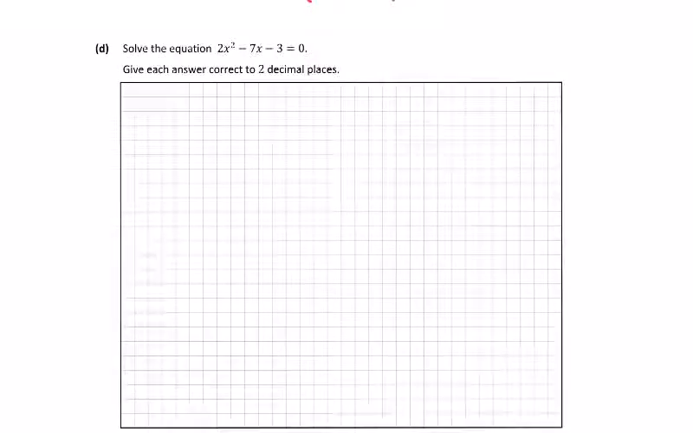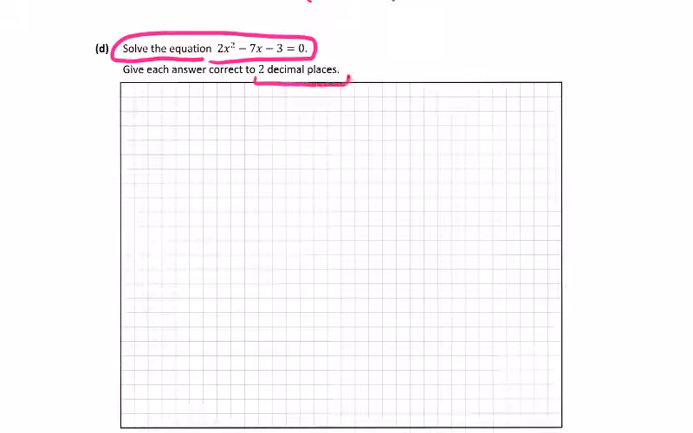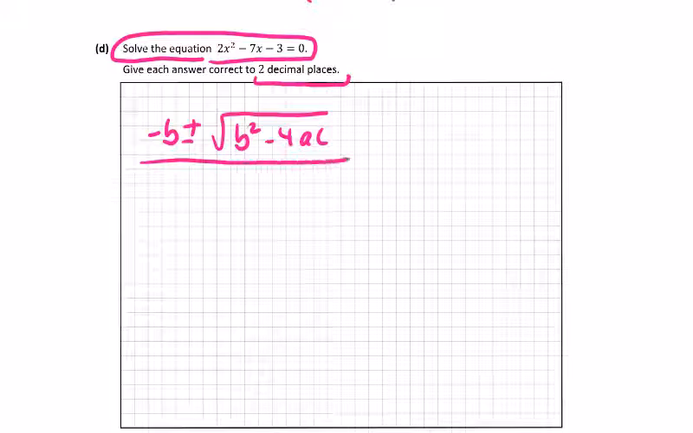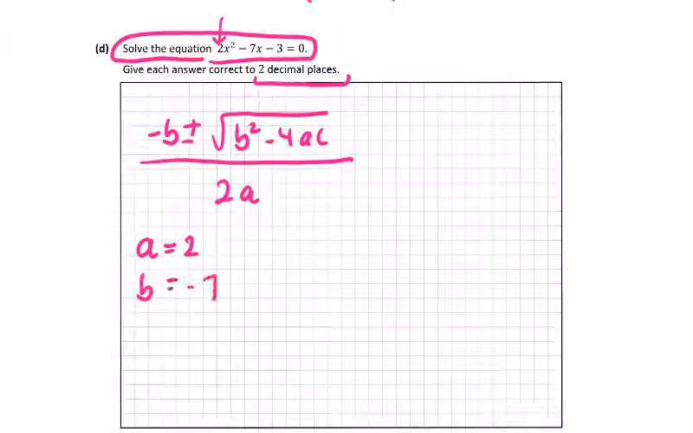The last part of this question, we're asked to solve this equation. So immediately you try to factorize it if you haven't read the question fully, but it does say correct to 2 decimal places. So the quadratic formula, which you all know off by heart, minus b plus or minus the square root of b squared minus 4ac all over 2a. Write down what a, b, and c are. A is equal to the coefficient of x squared, which you can see is 2. B is equal to minus 7, the coefficient of x, and c is equal to minus 3.